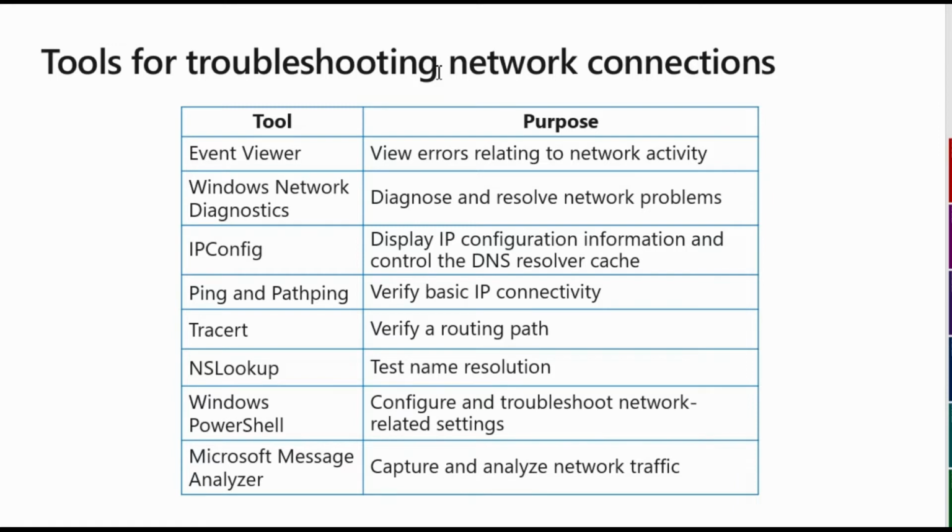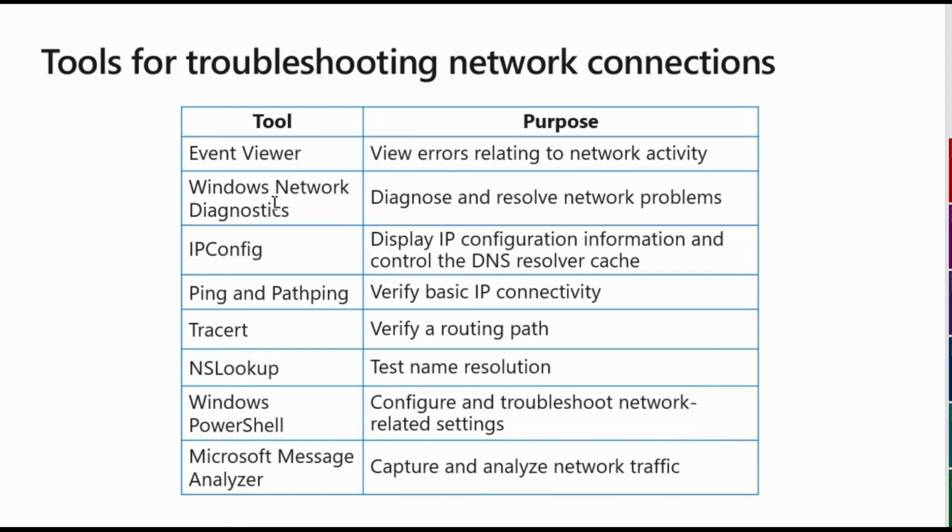Now, tools for troubleshooting network connections. We have Event Viewer and Windows Network Diagnostics. We're going to look at all of them in detail. Event Viewer is used to view errors relating to network activity. We'll be able to see the log, like if for example something is not working, what could be the possible issues. We'll be able to see some errors or logs over there.